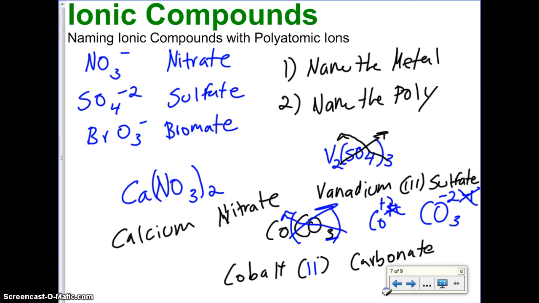All right, so that's the quick and painless, I guess, if you will, ionic compound naming review. Again, if you need help, you know where I am. And that's it. Let's look at covalent compounds next.